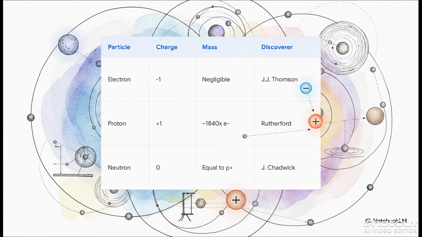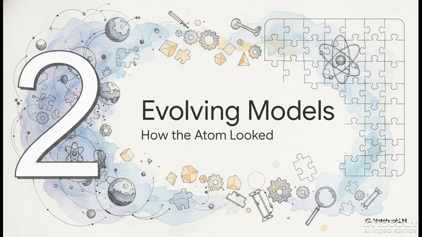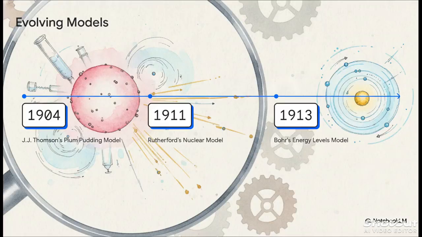And finally, James Chadwick rounds out our trio with the neutron, a totally neutral particle weighing just about the same as a proton. Moving on to Section 2, the evolving models of the atom, and how this whole thing actually looked. So, scientists took these newly discovered particles and tried to guess what the crime scene inside the atom actually looked like. They had the puzzle pieces, right, but no picture on the front of the box.